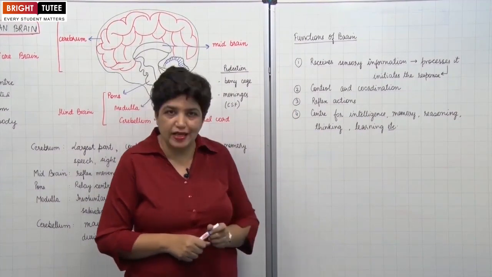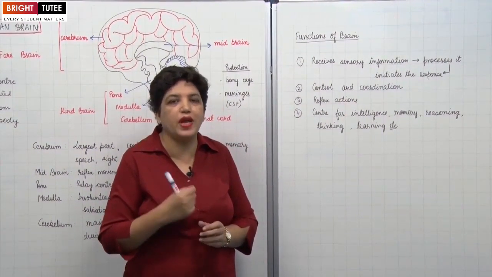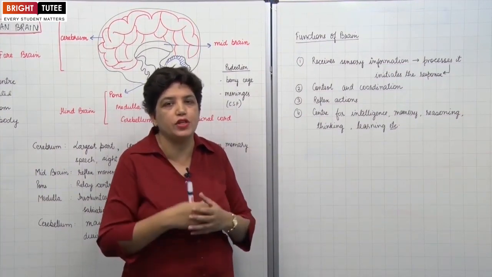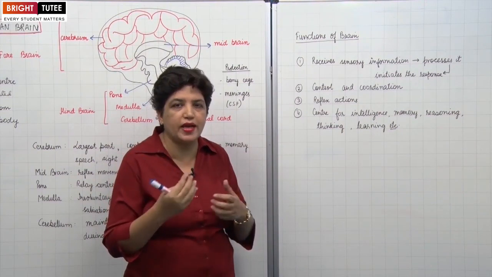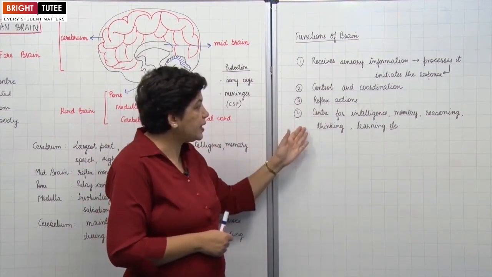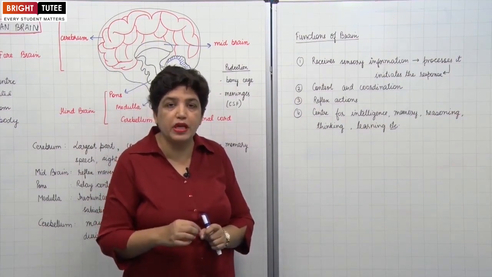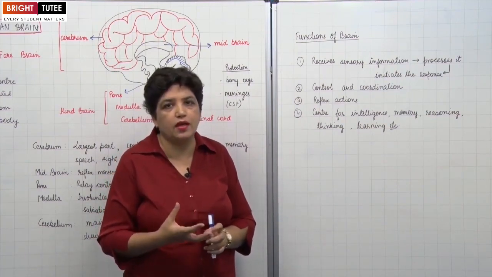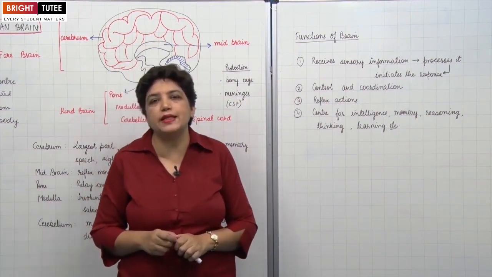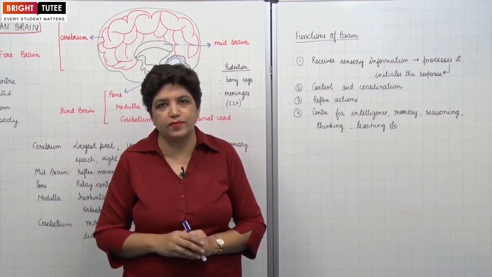Thirdly, reflex actions. As we just studied, the midbrain completes the reflex arc of the head region, like the closing of the eyes and movement of the neck. Lastly, it is also the center for intelligence, memory, reasoning and thinking. The brain plays a very important role. So with this, we complete the central nervous system and the study of the nervous system in humans.